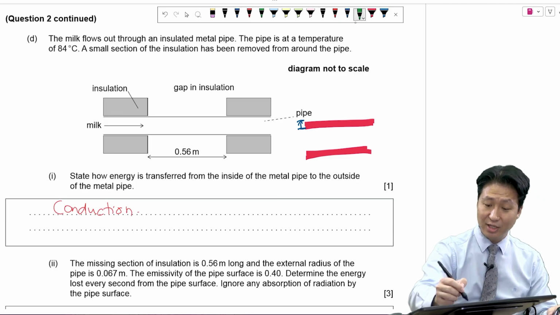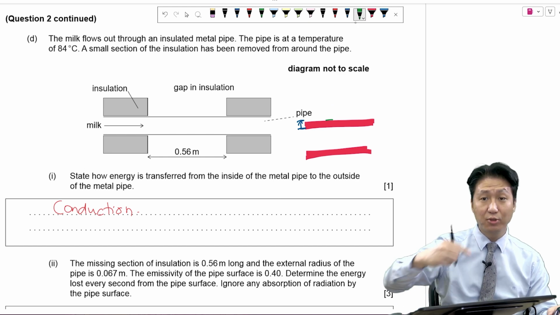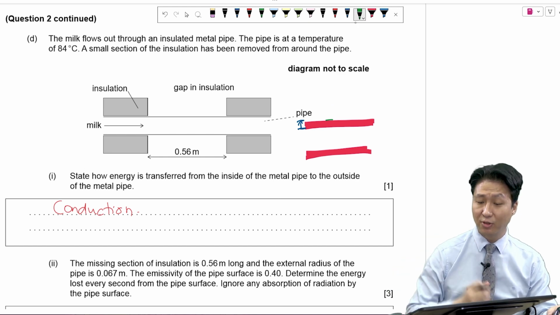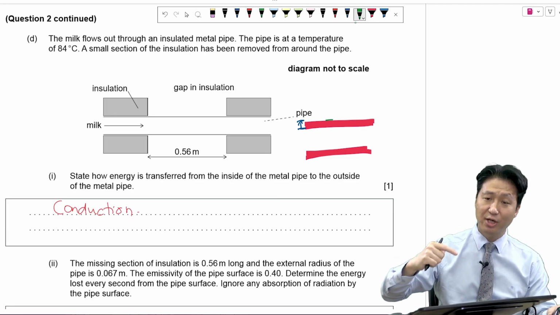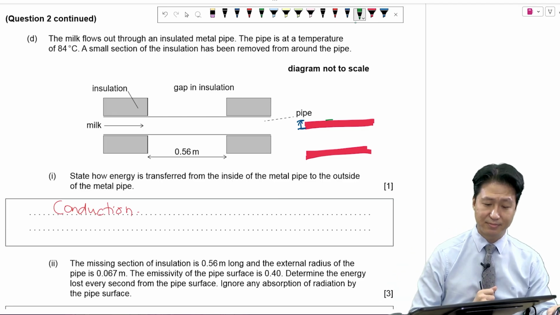It does not actually ask you how it transfers from the pipe to the air, just through the material of the pipe. So it only considers the thermal energy transferring across the thickness of the pipe's material.